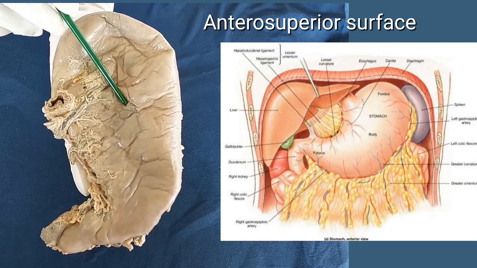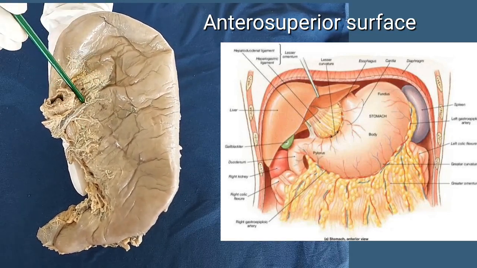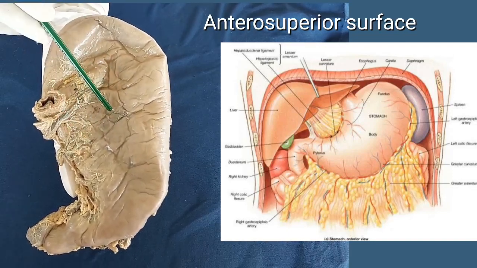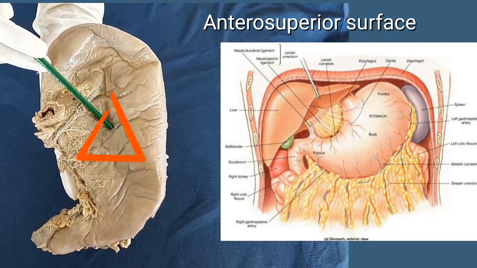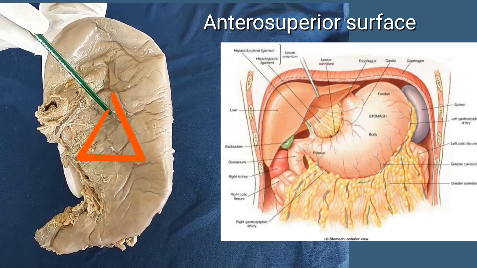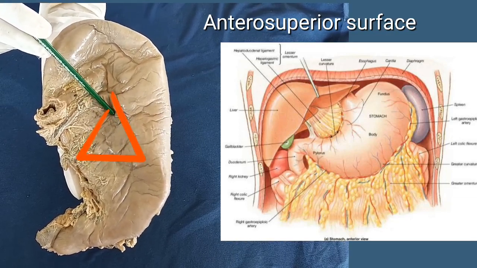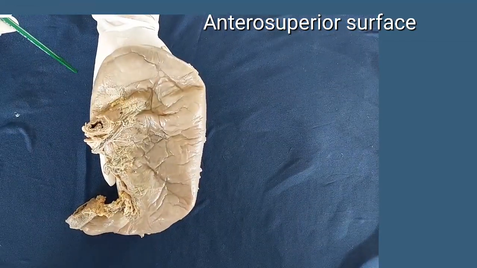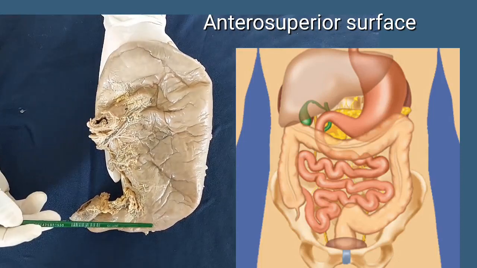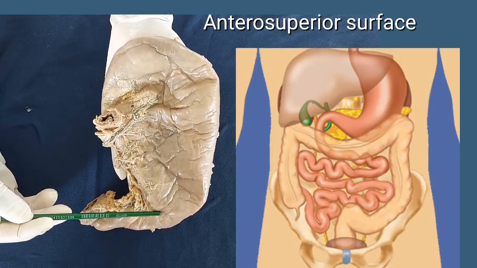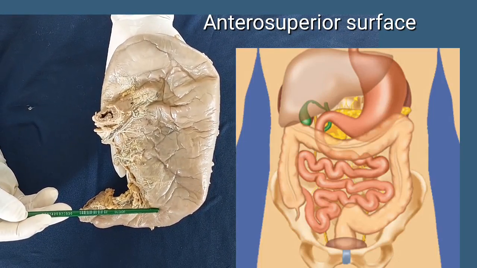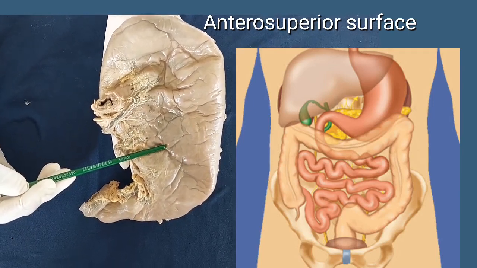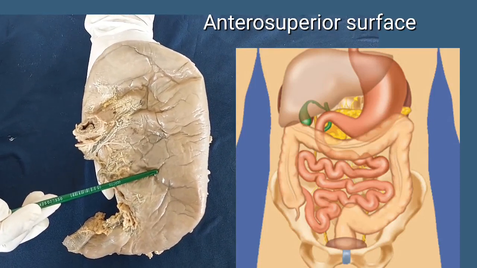The area of the surface between the liver and the costal margin, this triangular area, is known as the gastric triangle, which comes in direct contact with the anterior abdominal wall. In an empty stomach, the lower part of the anterosuperior surface comes in contact with the transverse colon. So, the triangular area on the anterosuperior surface is known as the gastric triangle.